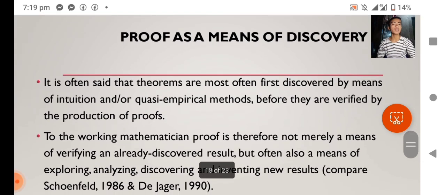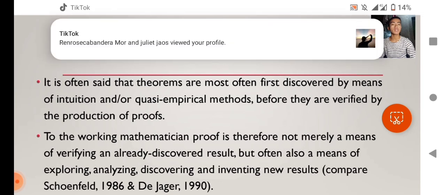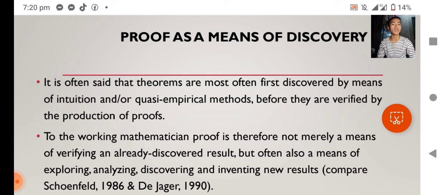Proof as a means of discovery. It is often said that theorems are most often first discovered by means of intuition and or quasi-empirical methods before they are verified by the production of proof. To the working mathematician, proof is therefore not merely a means of verifying an already discovered result, but often also a means of exploring, analyzing, discovering, and inventing new results.